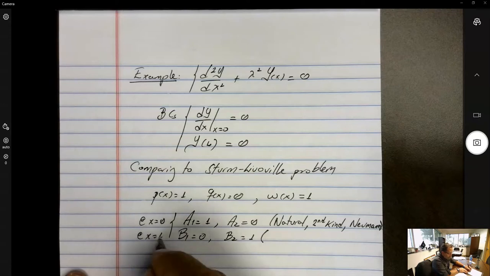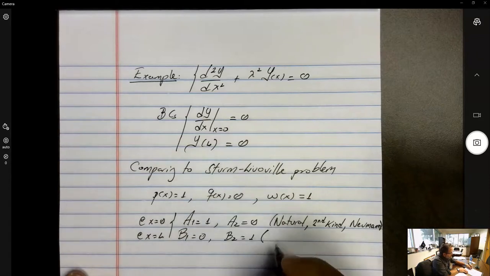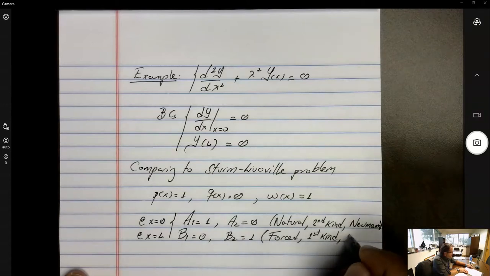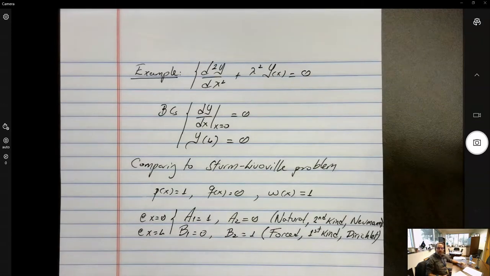And here on x equal L, we're saying, so this is at x equals 0, and this one is at x equal L. So this will be A and B. This is called a forced boundary condition, also called a first kind boundary condition, also called a Dirichlet boundary condition. Okay, there's 3 names for the same thing.